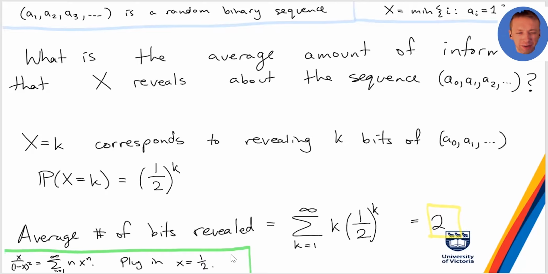We've done this a few times, but usually we do it with finite things. Here, with probability 1/2 to the k, you get k bits, so the average is just adding that all up. If you know how generating functions work, you can get that this is 2. Generally, x over (1 minus x) squared is the sum of n times x to the n. If you plug in a half, you get 2. Don't worry too much about that. What this says is that on average, the value of x reveals 2 bits of information.